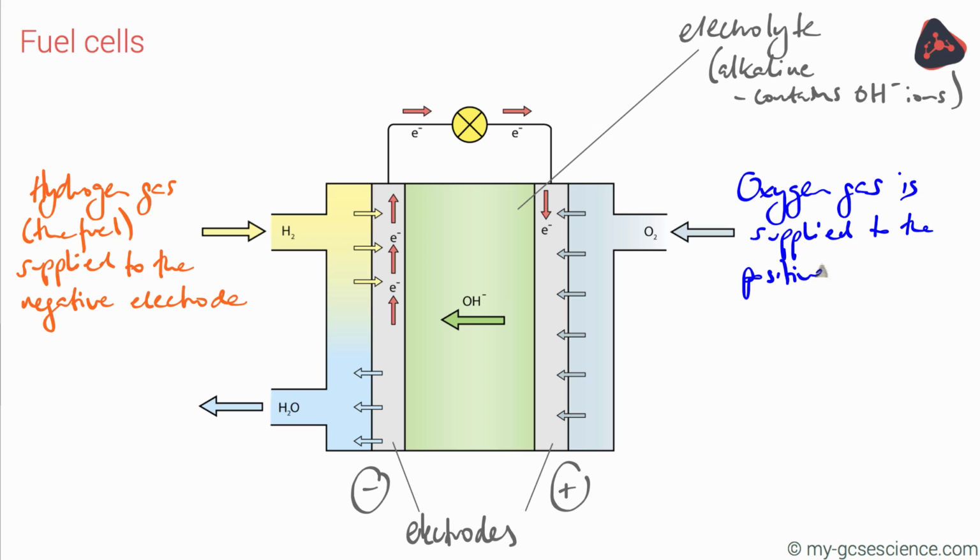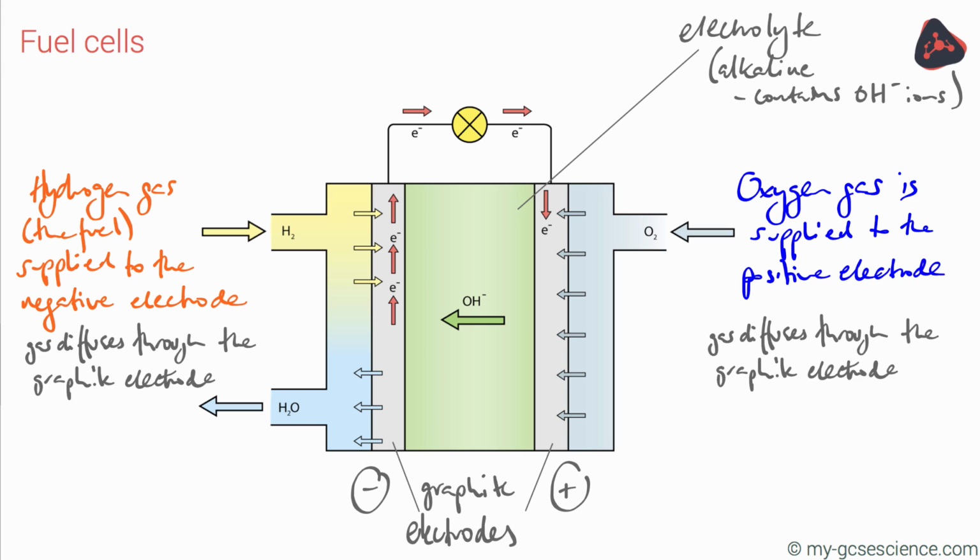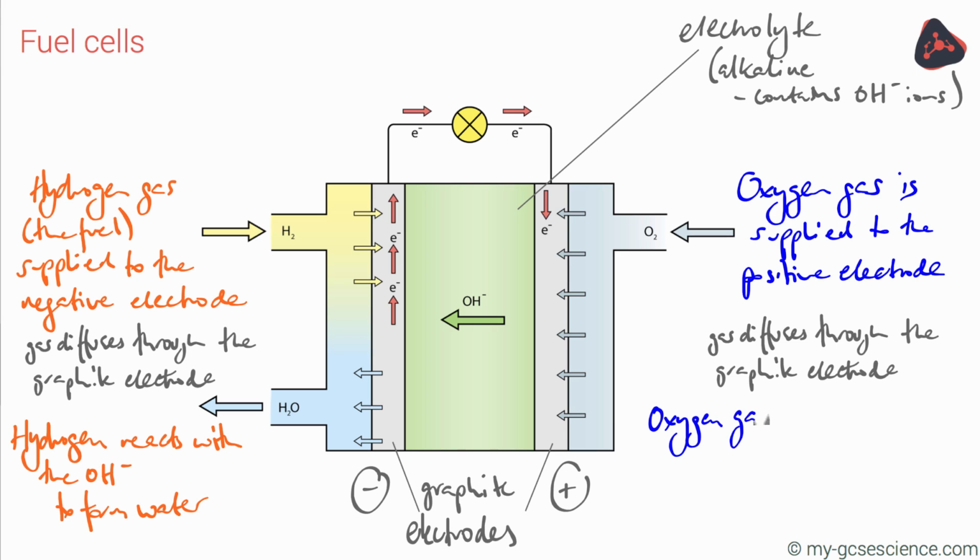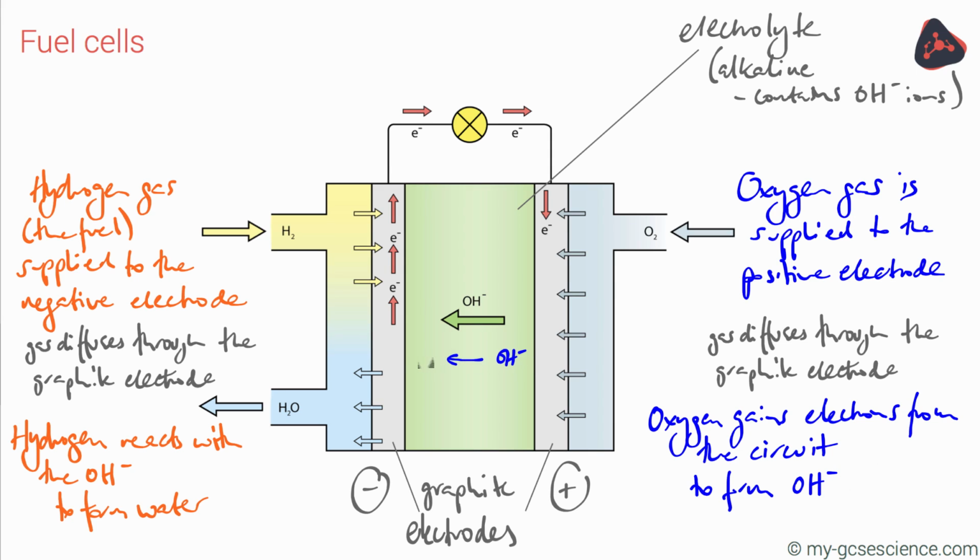As the gases flow through the cell, they can diffuse through the graphite electrodes. On the left-hand side, the hydrogen reacts with the hydroxide ions in the electrolyte to form water, and this reaction releases electrons to the circuit. On the right-hand side, oxygen gains electrons from the circuit to form OH- or hydroxide ions again. To complete the circuit, the hydroxide ions move across from the right-hand side to the left-hand side so that the reactions can keep going as long as the fuel continues to be supplied.